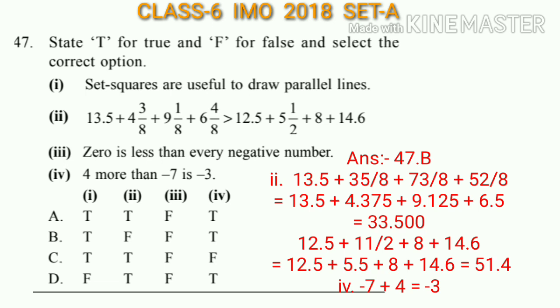Now 3i, 0 is less than every negative number. This is also false. IV, 4 more than minus 7 is minus 3. So this is true. So the answer will be option B.